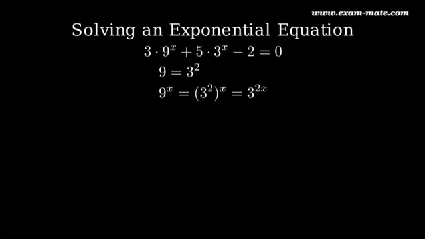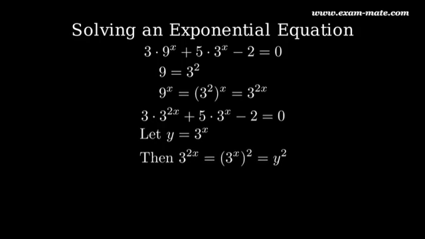To simplify this, let's make a substitution. Let y equal 3 to the x. Then 3 to the 2x becomes y squared. This transforms our equation into 3y squared plus 5y minus 2 equals 0. This is now a quadratic equation in terms of y. We can solve this using the quadratic formula.